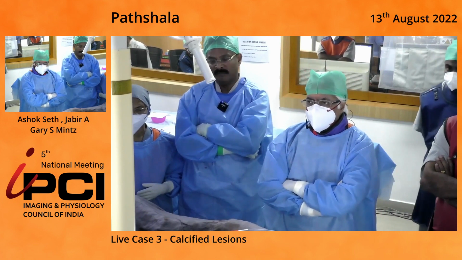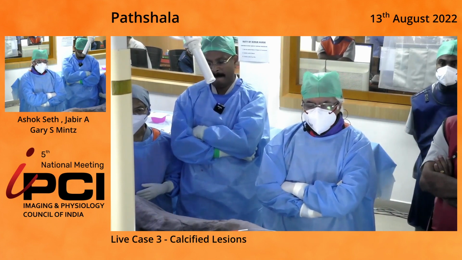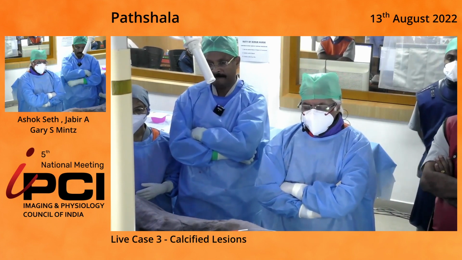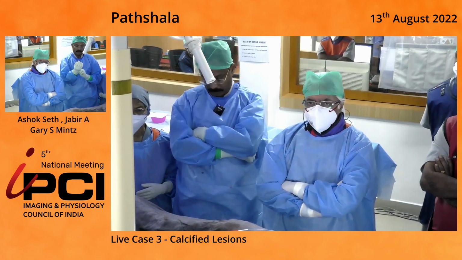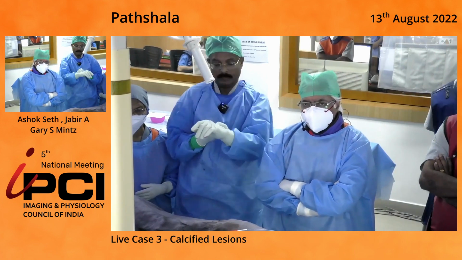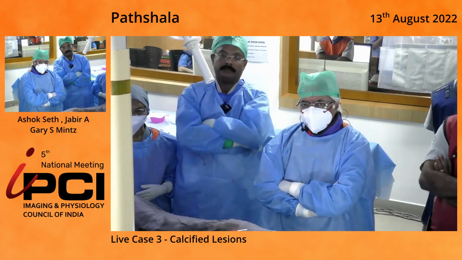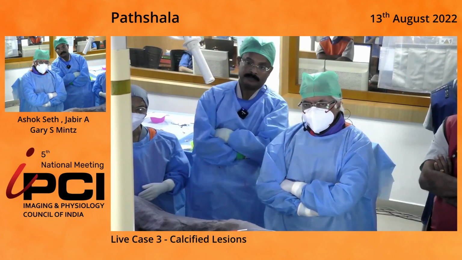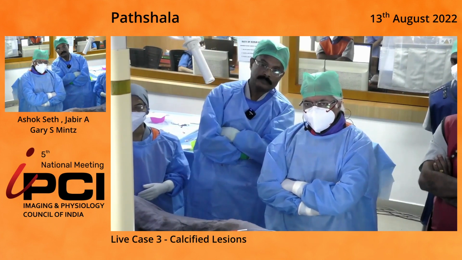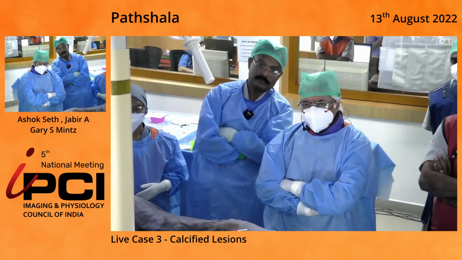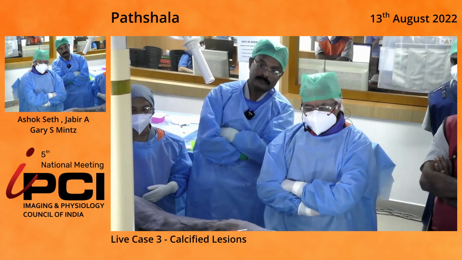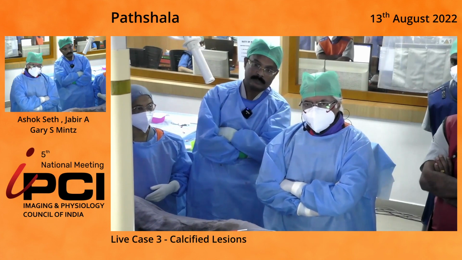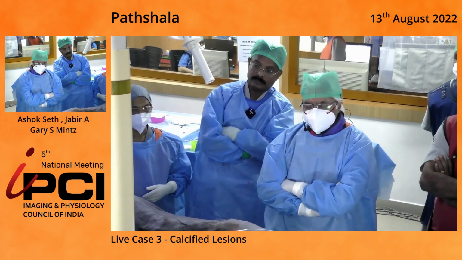And then who thinks that an OPN balloon should potentially be used here? Okay, a lot less, but definitely a few hands. And then who thinks that potentially laser atherectomy should be used? Okay, so the least for that. And so right now, I think the consensus here is potential use of IVL. I think IVL followed by OPN is the best strategy here.